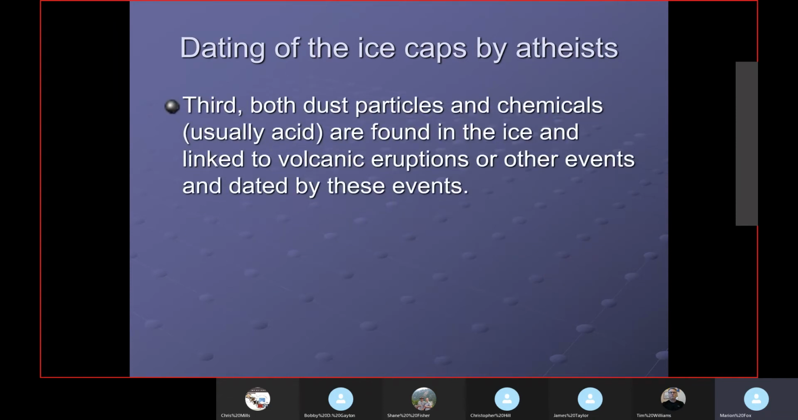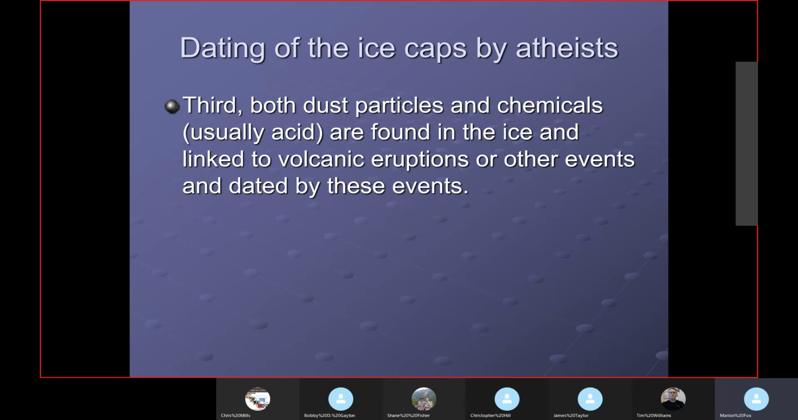Now, third, both dust particles and chemicals, usually acid, are found in the ice and linked to volcanic eruptions or other events and dated by these events. The only problem with dating by these volcanic events is how they dated the volcanic events. Okay, see, that's a problem. So you get into circular reasoning: you date the volcanic events by one thing, and then you use the volcanic event to date something else. And of course, it all depends upon the dating of the volcanic events originally.